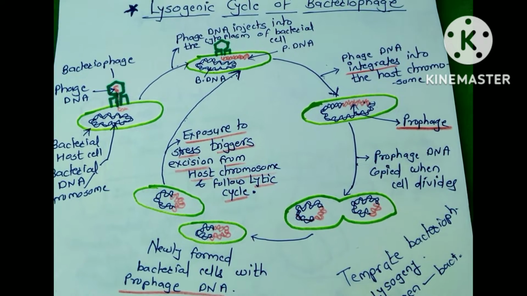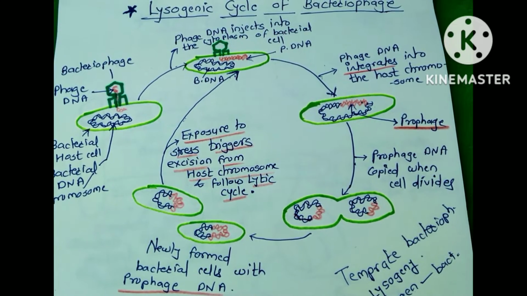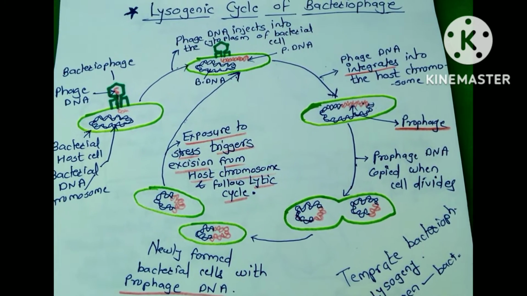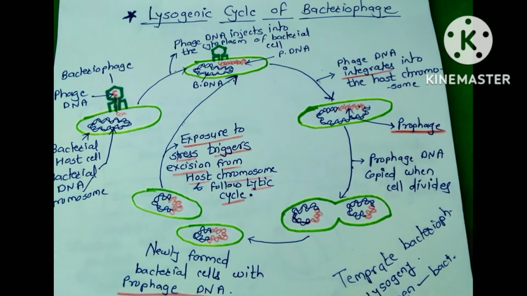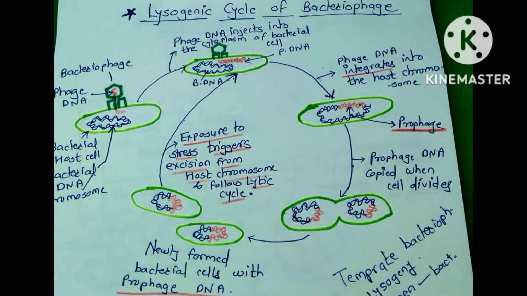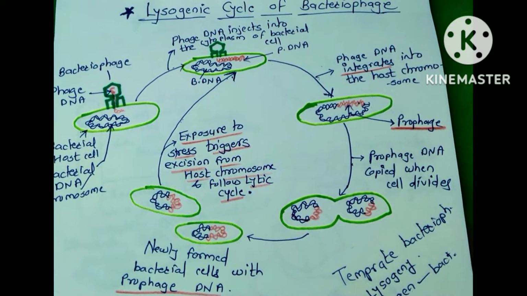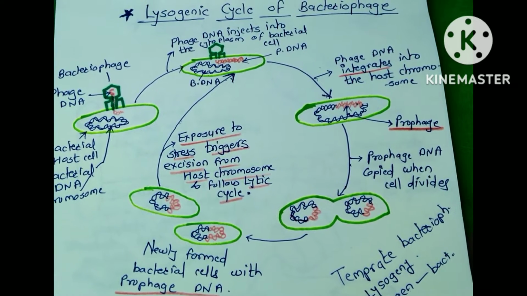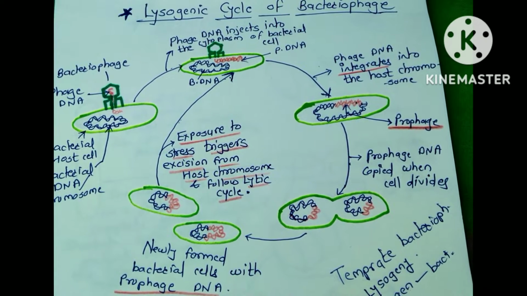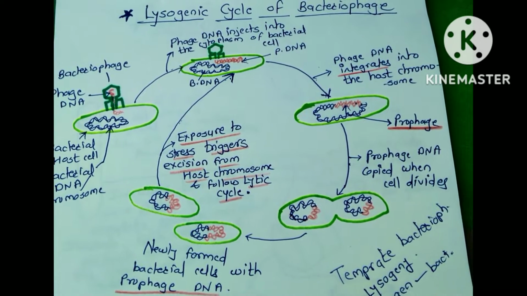Some bacteriophages, instead of replicating, insert their genome into the host chromosome, that means inside the bacterial chromosome. These phages are known as temperate bacteriophages, and this life cycle or procedure is known as lysogeny.